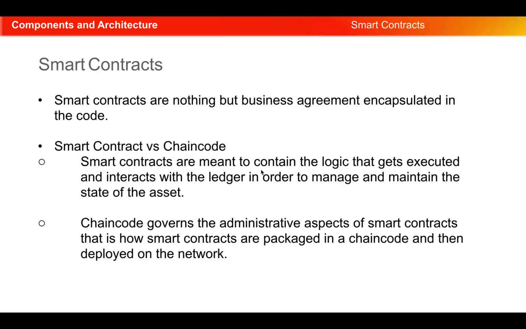Smart contracts are meant to contain the logic that gets executed and interacts with the ledger in order to manage and maintain the state of the asset. On the other hand, chain code governs the administrative aspect of smart contracts. That is how smart contracts are packaged in a chain code and then deployed on the network. So this is the difference between smart contract and chain code.